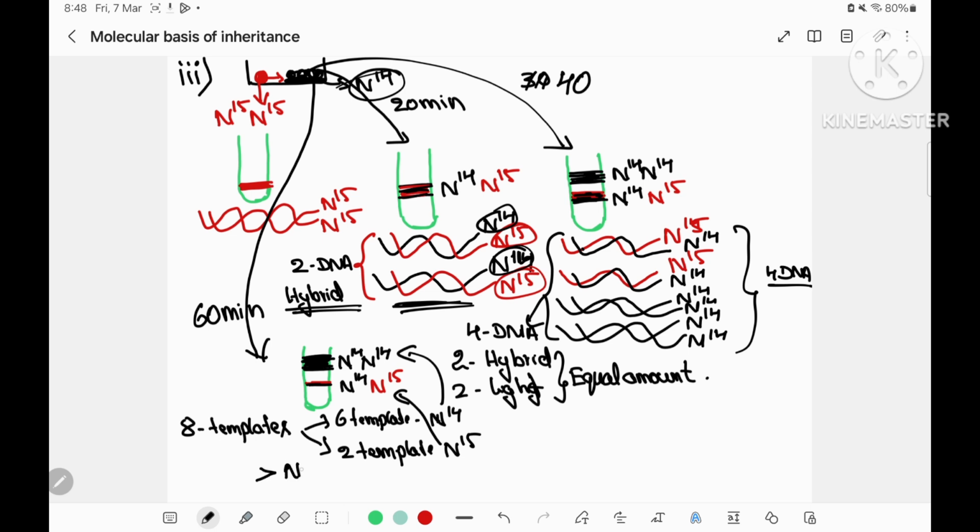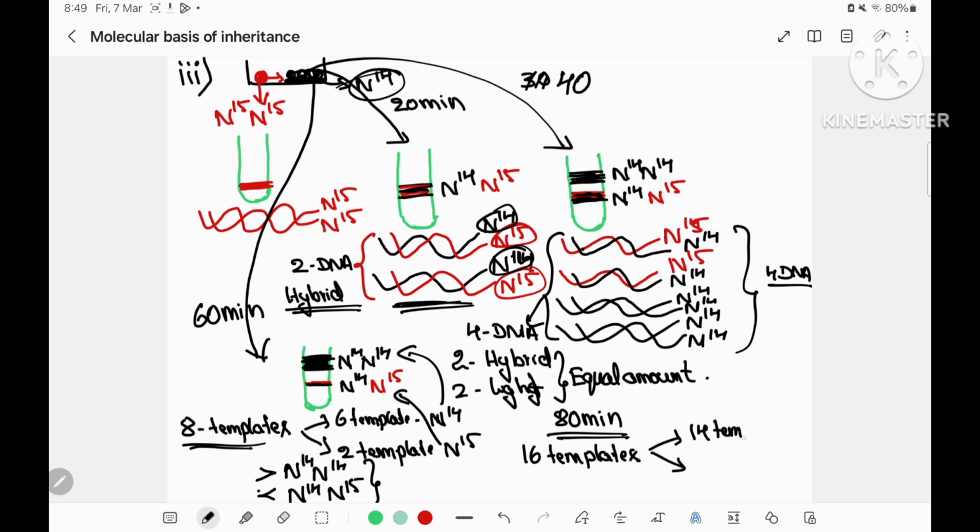Now N15 containing DNA will form a band at the middle. And how many DNA are there? There are only 2 DNA molecules. So that is forming a thinner band, whereas lighter DNA molecules will be forming a thicker band. That means lighter DNA are more, whereas hybrid DNA are less.